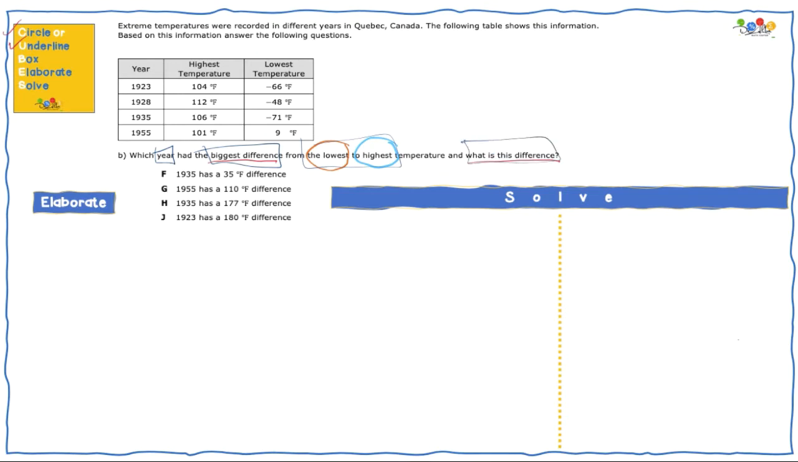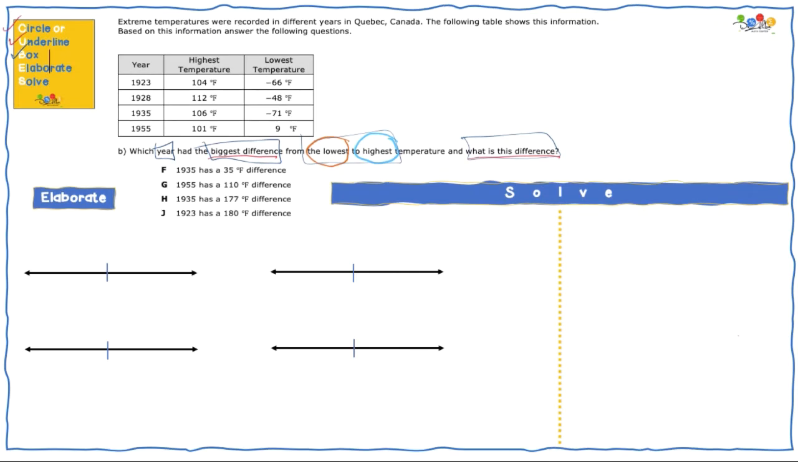Okay, kind of a lot of information. I did box, and my next step is going to be elaborate. To elaborate in this case, because I have differences in temperature, I'm going to use number lines. Number lines are very useful to see differences between negatives and positives. So I will have 4 number lines because I have to find which of the choices really represents the right value. I'm going to get started with option F. This is going to be my F, G, H, and J.